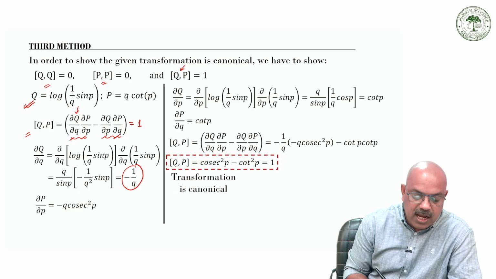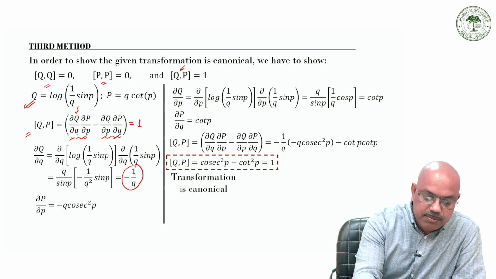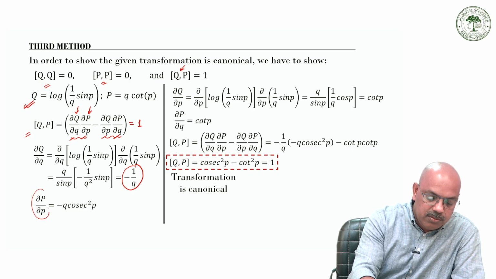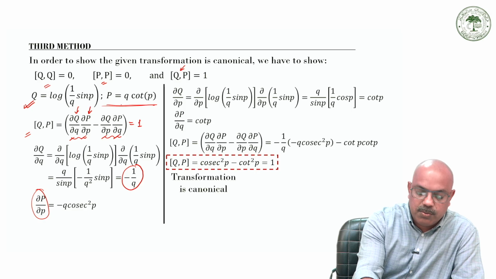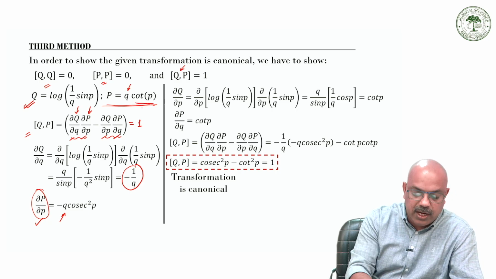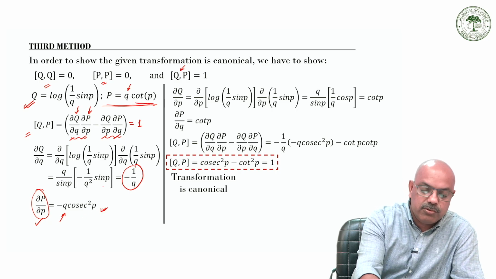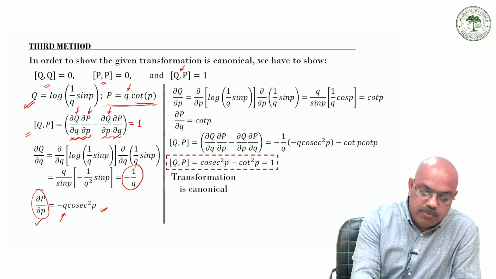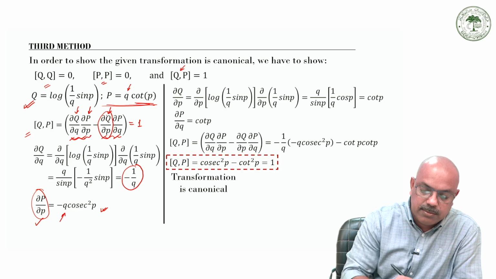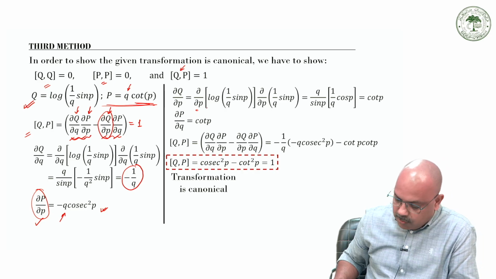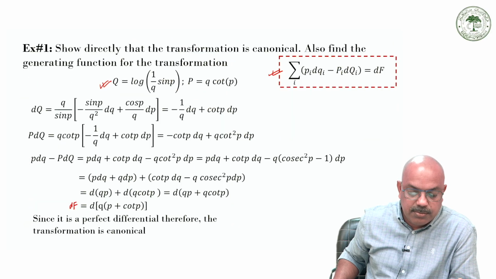Then delta P upon delta p. So P is q cot p. With respect to p, q will remain the same, and cot p is going to be minus cosec squared p. So this is what I have. The first two terms we have, and then I have delta Q upon delta p, which you already figured out here.